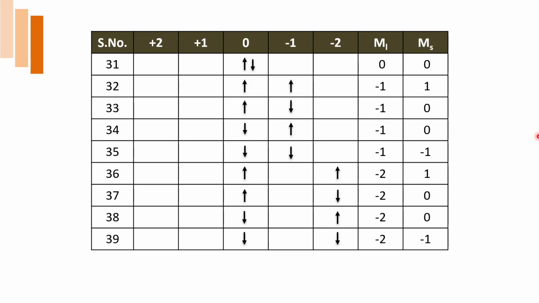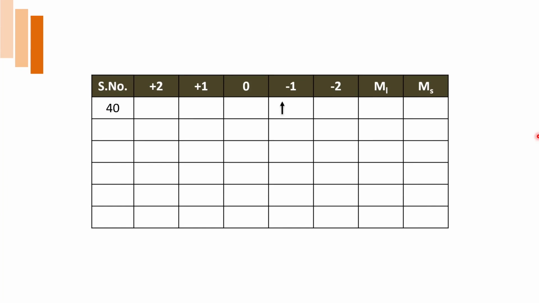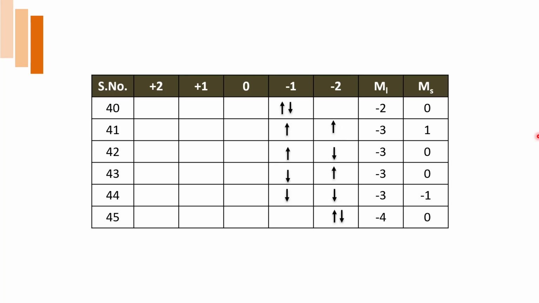You have 39 possibilities that you have taken into account. Go to 40 number. 40 number would take -1 into account, both the electrons. So it is -2, 0. 41 would be, now the next electron is going here, and you will have 4 possibilities for -3, right? And now we are left with only one possibility, that both electrons occupy the last house, that is at -2. So this goes to -4, spin becomes 0. So this is how we have calculated the 45 possibilities. In principle, there exist 45 combinations, and all of them have been displayed.